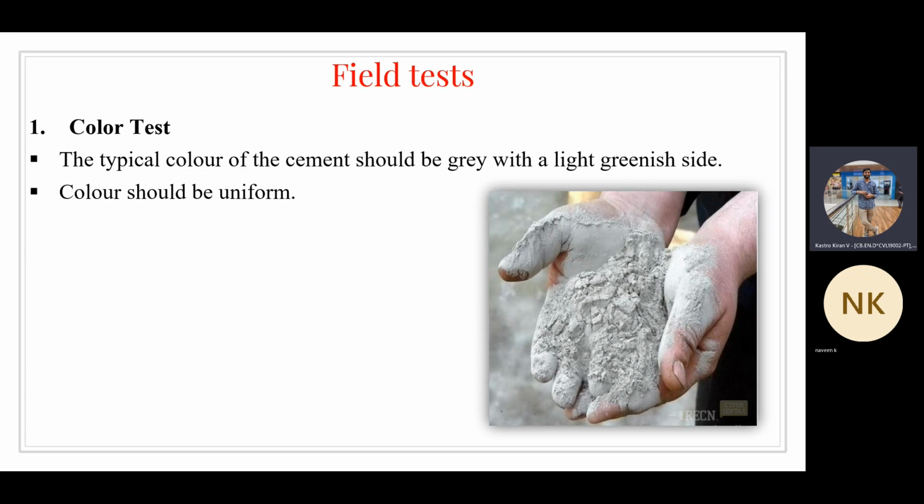Suppose you take a sample of cement, as shown in the figure, in your hand. The color of the cement should be uniform. It should not be non-uniform, like some parts white, some parts gray, and some parts some other color. So what does it indicate when the color of the cement is not uniform? When the color of the cement is not uniform, that means the quality of the cement is not appropriate. So you cannot use such cement when the color is non-uniform. So remember that the color of the cement should be uniform, and the color of ordinary Portland cement should be gray. That's the typical color of cement.